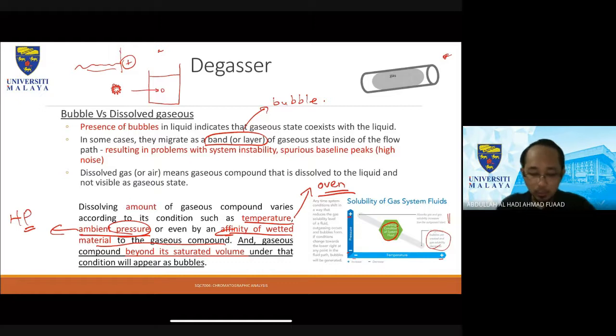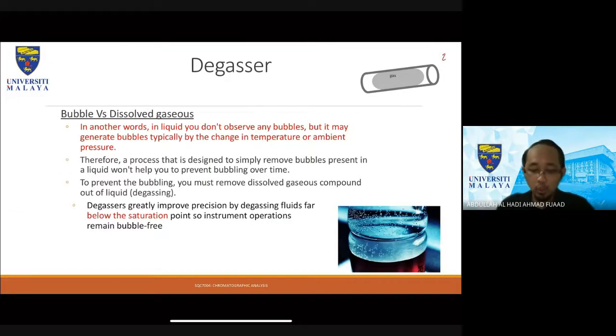So in other words, in liquid you don't observe any bubbles, but it may generate bubbles typically with a change of temperature or ambient pressure, as shown in the bottom right-hand side graph just now. Therefore, a process that is designed to simply remove bubbles present in a liquid won't help you prevent bubbling over time. To prevent bubbling, you must remove the dissolved gas compound out of the liquid. This is where degassing takes place. Degassing greatly improves precision by degassing the fluid far below the saturation point of instrument operation, so that it will remain bubble free.